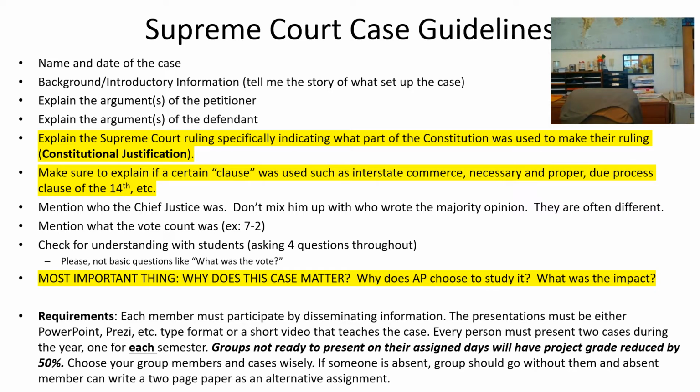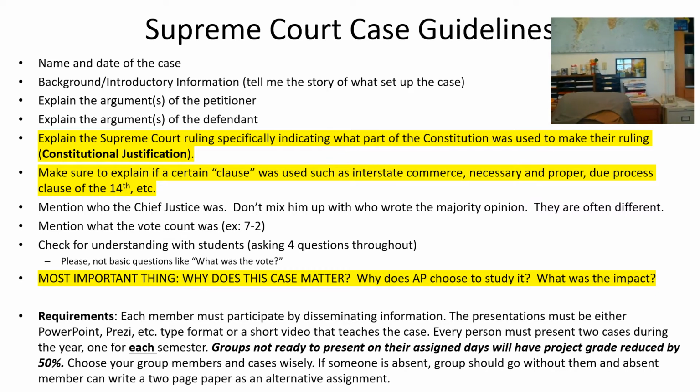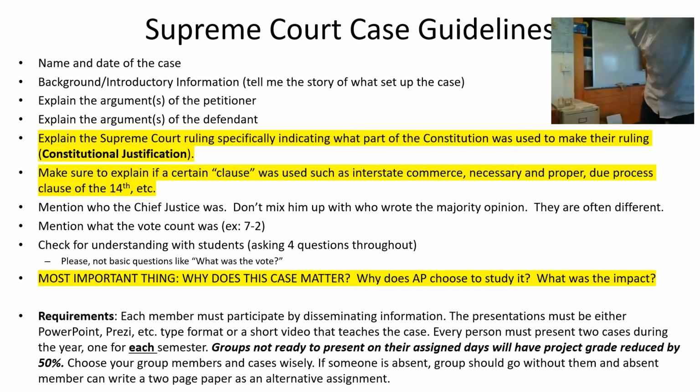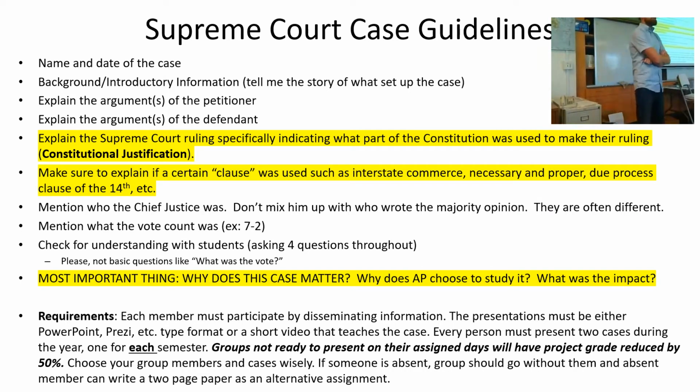There are two parts of the Supreme Court case project that you have to do. One part is direct instruction, so like the presentation. So part one is a presentation, and then part two is an activity. I would write that down. I know it's not on the slide, but part one is the presentation, part two is the activity.